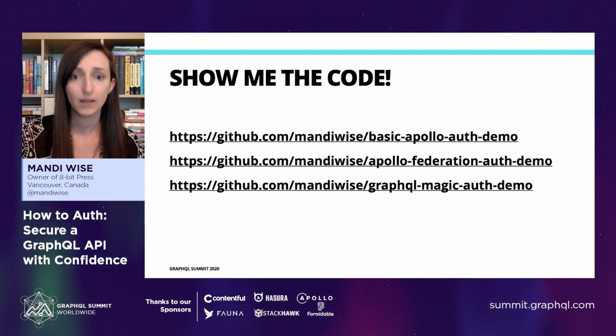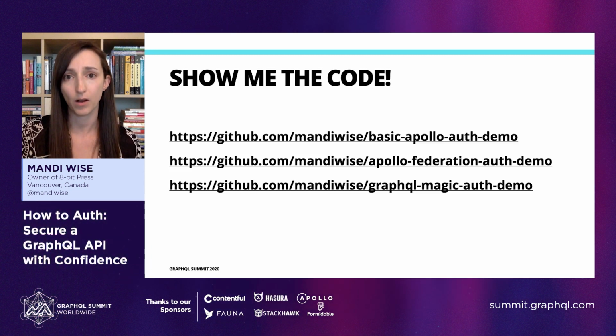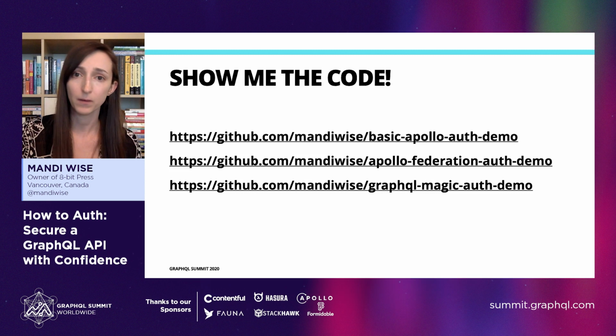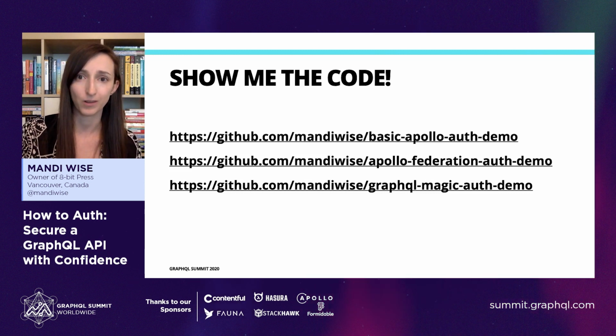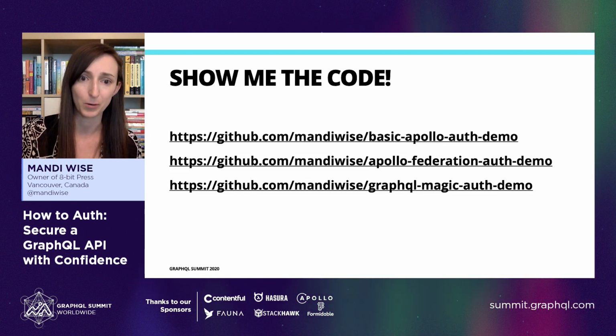And finally, you can see an example of how to handle auth with a GraphQL API using passwordless authentication and a decentralized identity token in the third repo.